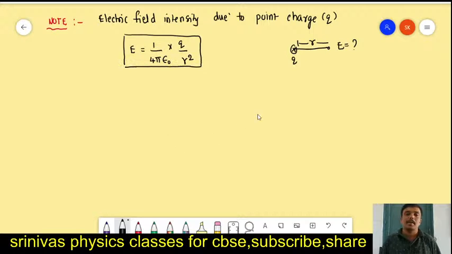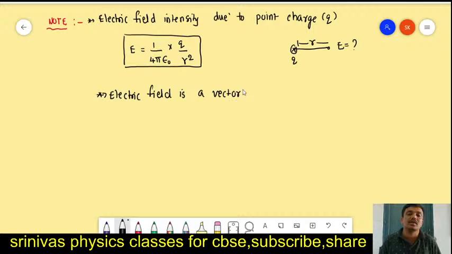If the source charge is more, the electric field is more. If the distance is more, if you go away from the charge, the electric field decreases. Electric field is nothing but force per unit charge. If you place +1 coulomb charge here, how much force acts? The force per unit positive charge is called electric field. But electric field is a vector.